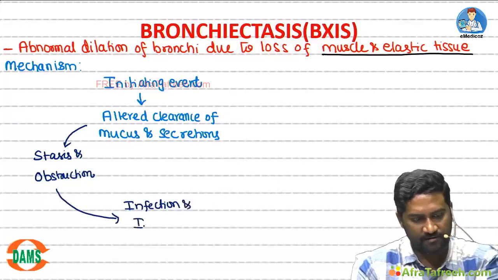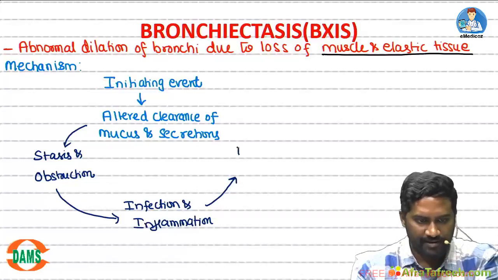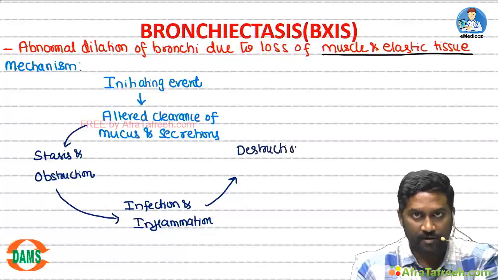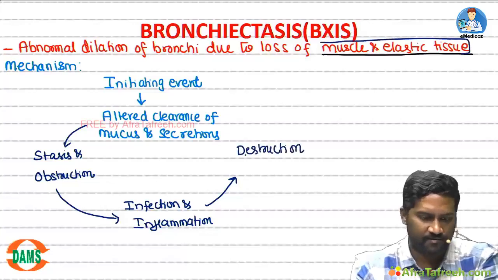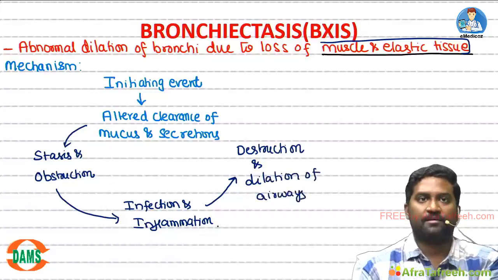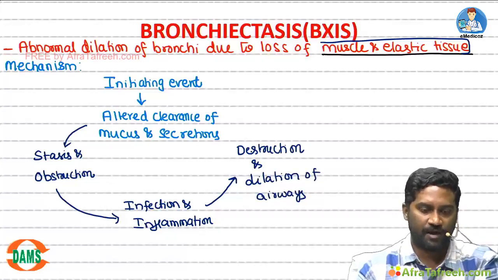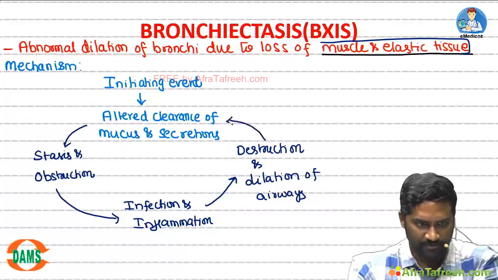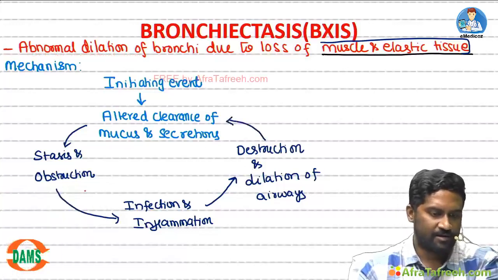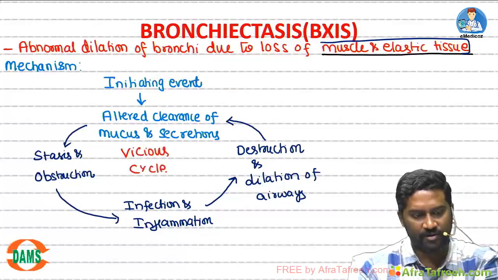Infection will result in some inflammation. Because of this infective and inflammatory damage, there will be destruction of muscle and elastic tissue. Because of that destruction, there will be dilatation of airways. Now tell me, students, will these destroyed and dilated airways have good mucociliary clearance or bad mucociliary clearance? It will have bad mucociliary clearance, and this cycle will continue. This is called the famous vicious cycle theory of bronchiectasis.